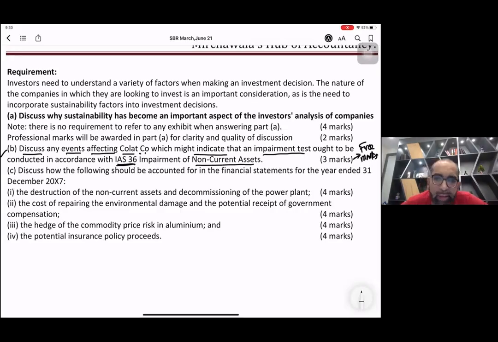Discuss any events affecting Collard company which might indicate that an impairment test ought to be conducted in accordance with IAS 36. Yes, not one event, many events. Increase in the operating cost because of switching the supplier from local to international. Yes, copy paste. Very good. Number two.